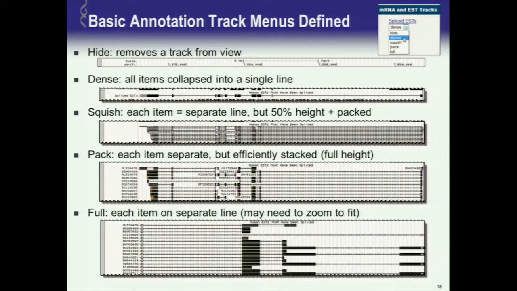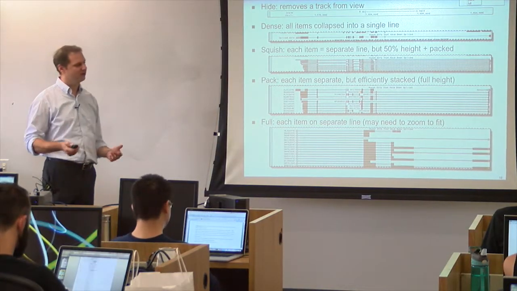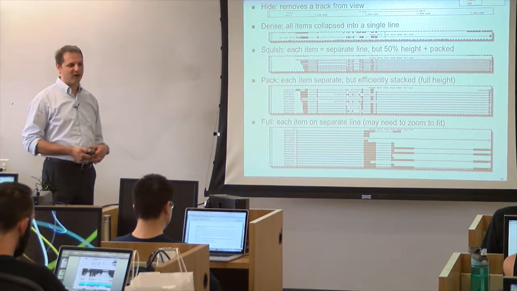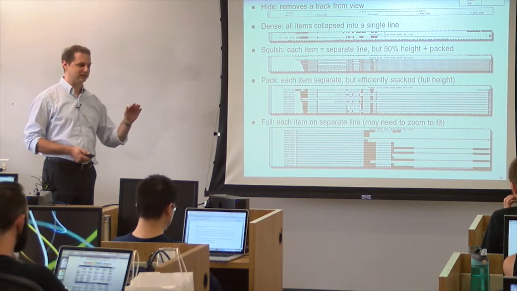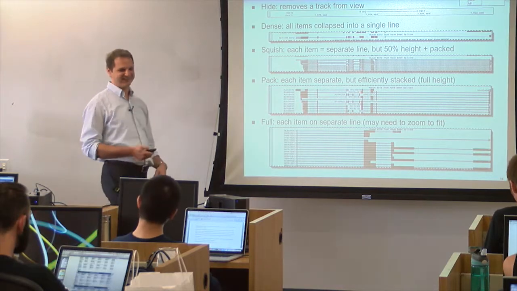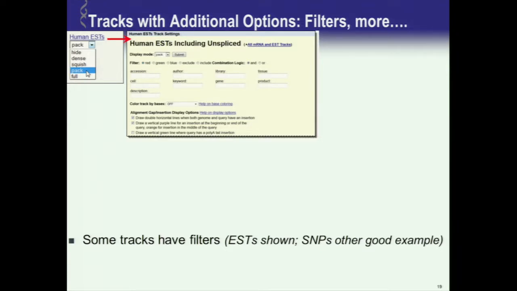So again, be aware of what you're asking the browser to tell you, because you're not going to break it, but you'll be sitting there churning for 5 minutes if you say, show me chromosome 21 with SNPs shown in full display mode. It's going to try and download a million lines and show it to you. So don't do that.